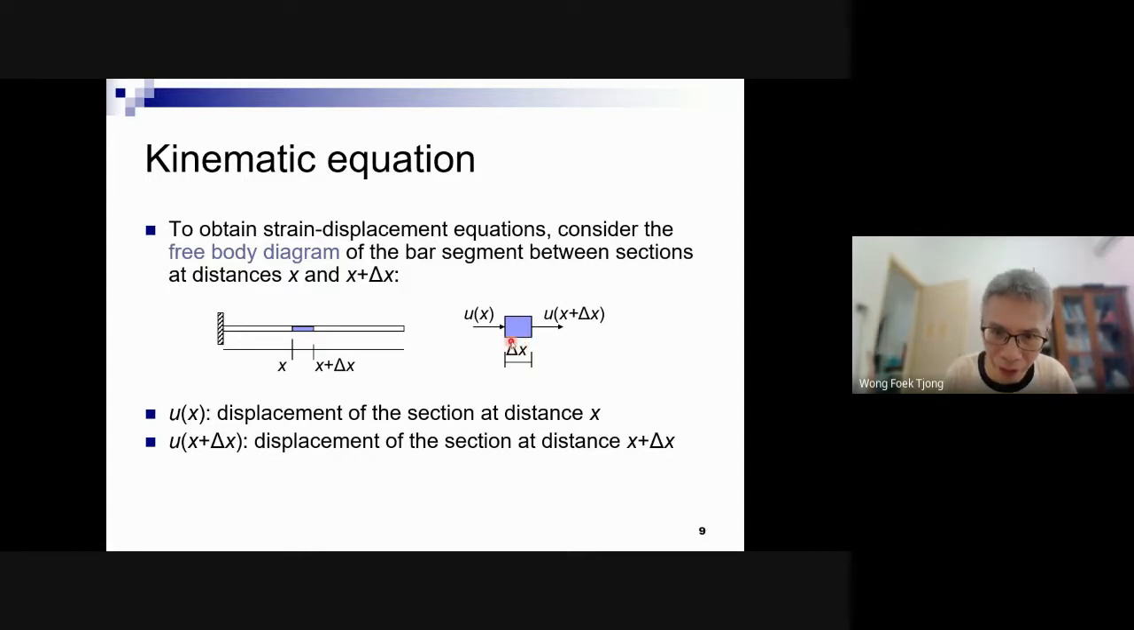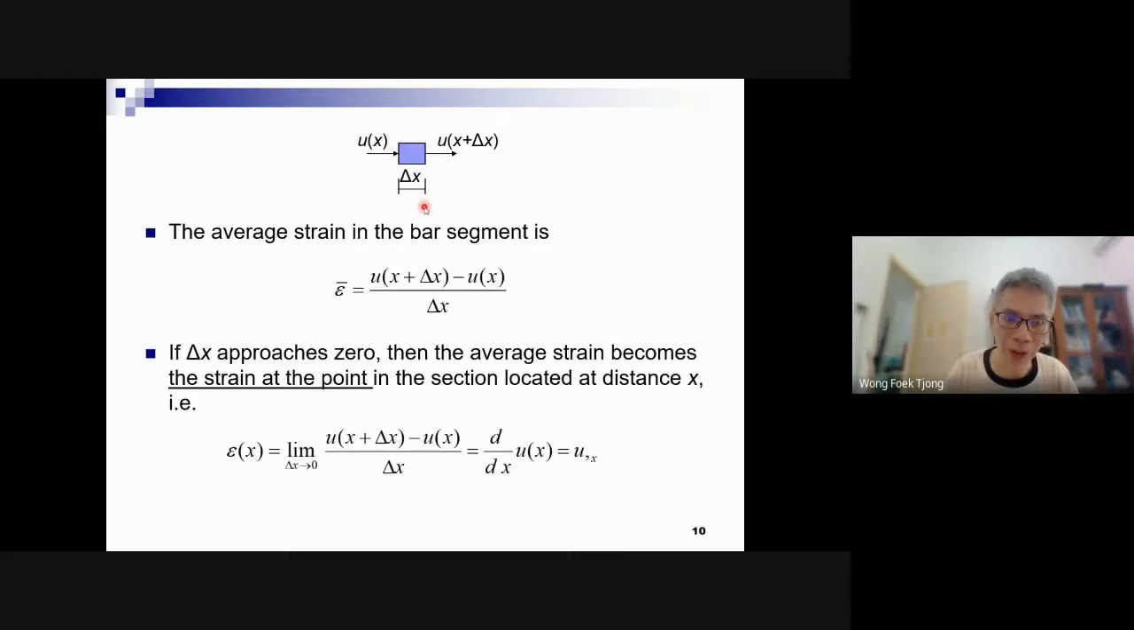Let's say the length from here to here is delta X, the length of this bar segment. The displacement of the left cross-section is U(X), while the displacement of the right cross-section is U(X plus delta X). Let's calculate the strain. The strain happens at this bar segment. The average strain is the difference in displacement divided by the original length. Agree?